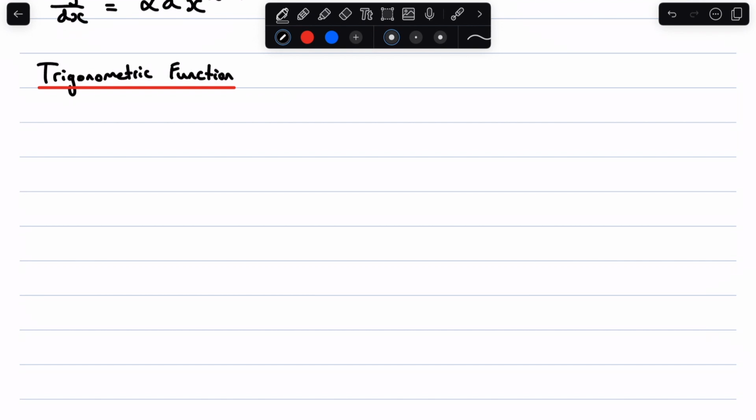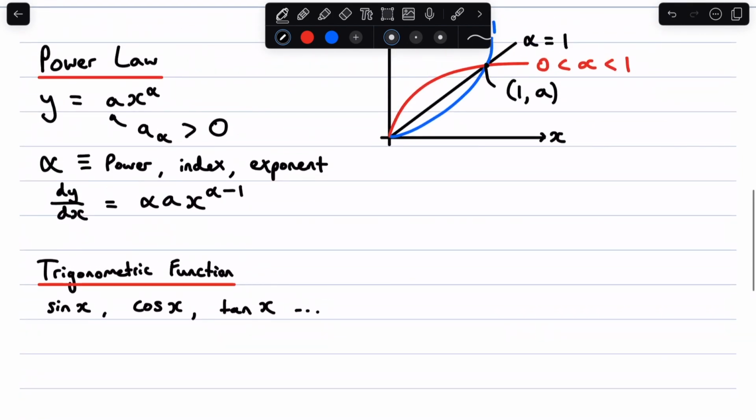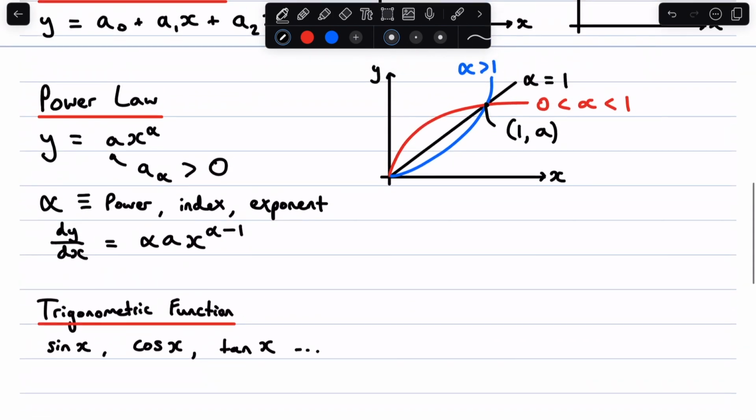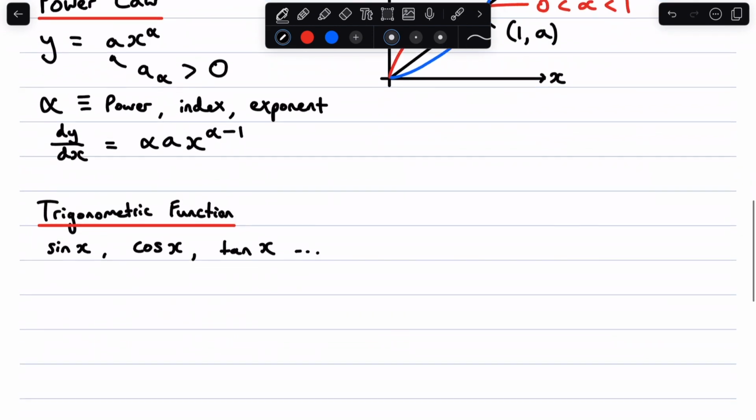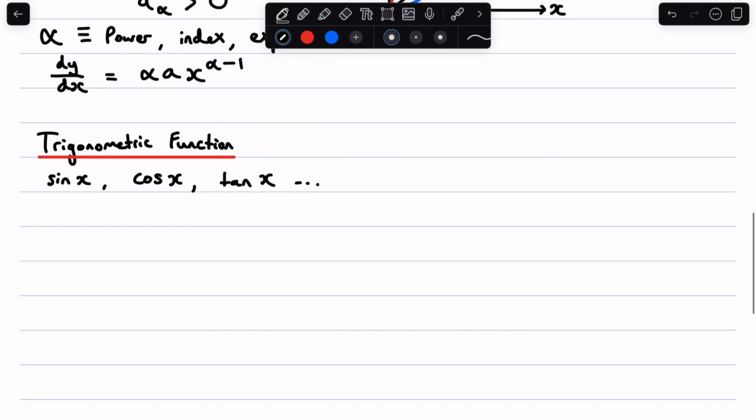Functions that are used throughout physics are the trigonometric functions. These would include sine x, cosine x, tan x, etc. And these are used throughout physics, and similarly the power laws are used throughout physics. So try and get familiar with these if you're not already. They'll be coming in handy a lot throughout this course.